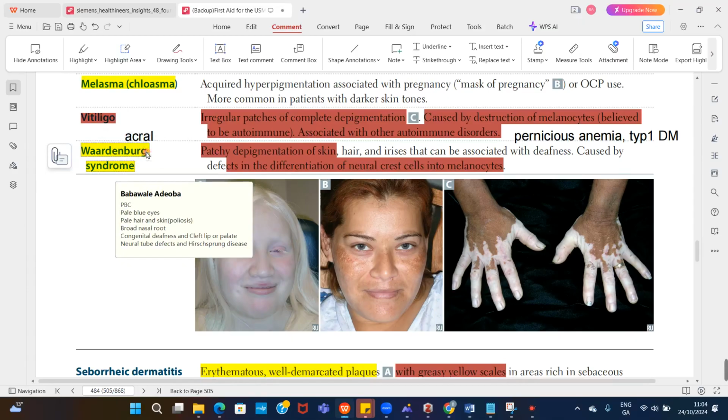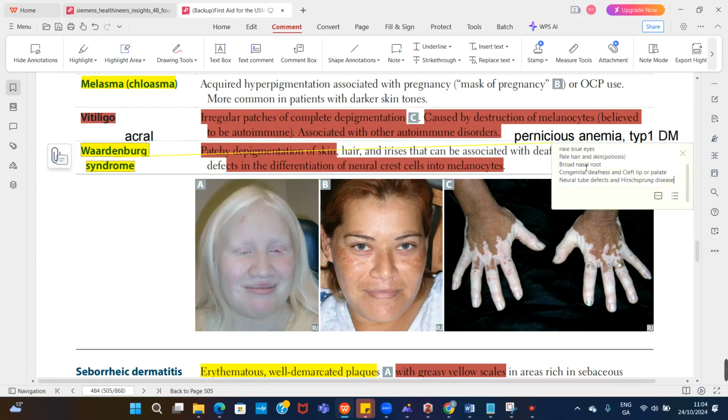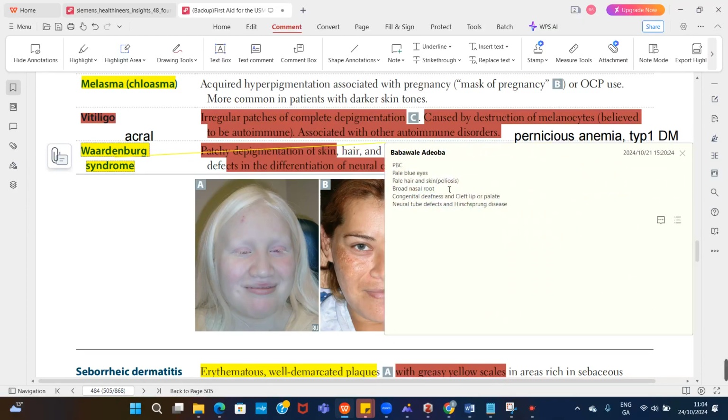So I have the acronym PBC. PBC doesn't take care of everything, but at least it's going to help us. The P for the pale hair or the skin, poliosis. The B for the blue eyes, as well as the broad nasal root. The C for congenital deafness and cleft palate or cleft lip. Then in addition to that, talk about the neural tube defect or Hirschsprung disease.